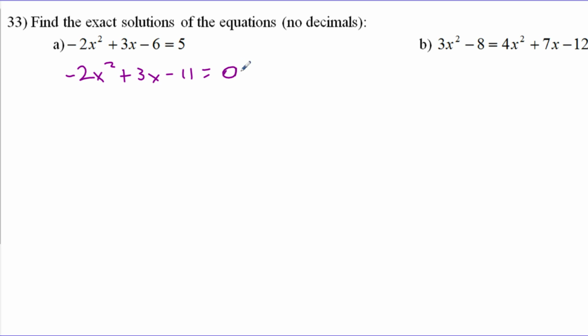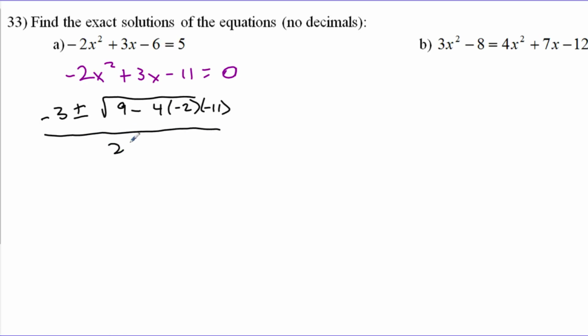They're asking for exact answers. Looking at this one, it doesn't look like it factors, because I don't know anything that multiplies to 22 and adds up to 3. So I'm going to use the quadratic formula. Negative 3 plus or minus 3 squared, which I'm just going to write as 9, minus 4 times a times c, all over 2a, which for us is 2 times negative 2. So we need to simplify this.